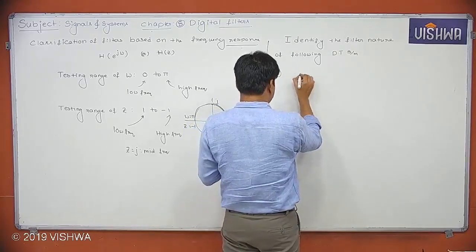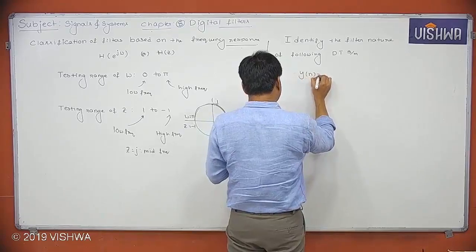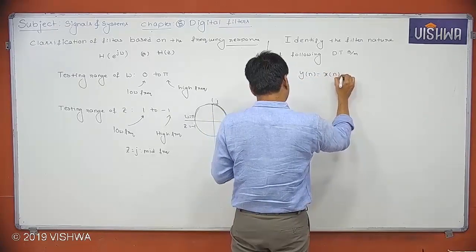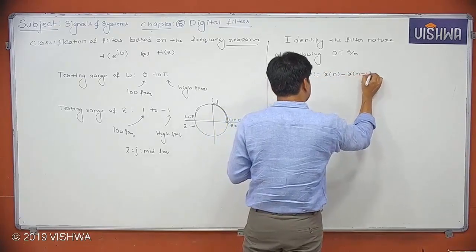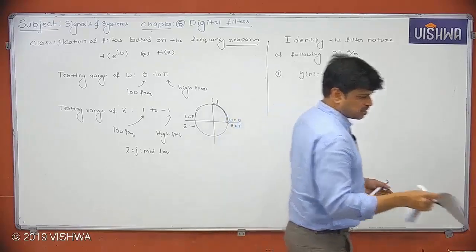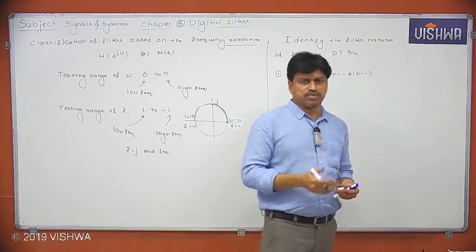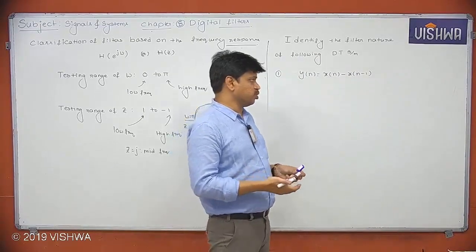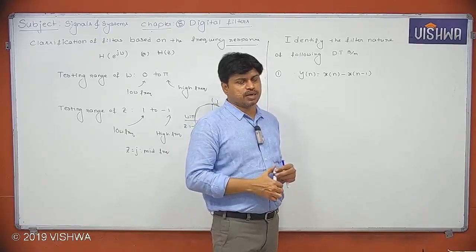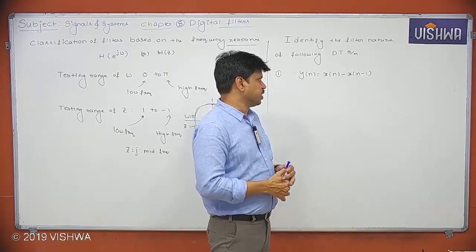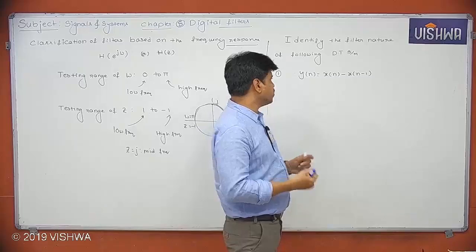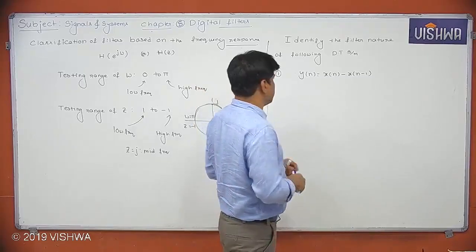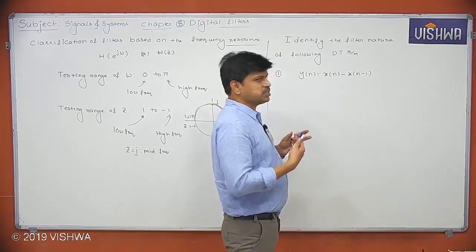y of n is equal to x of n minus x of n minus 1. So for this system, what kind of filter is it? High pass filter, low pass filter, band pass filter, or band stop filter? These are the things we have to check. To check this, we require maybe H of e power j omega or H of z. I will always go with the H of z notation.